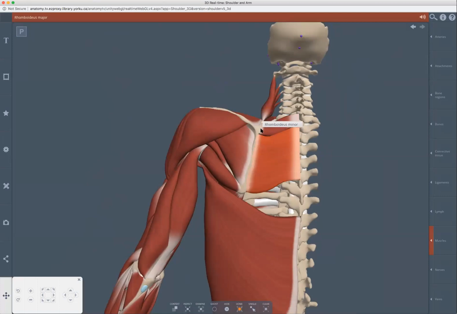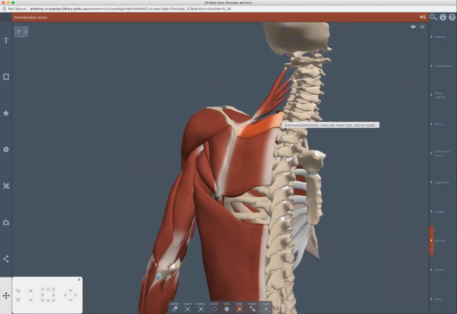So you'll notice both are inserting on the medial border of the scapula. Okay, so rhomboid major is inserting below the spine, so the more inferior aspect of the medial border. Rhomboid minor is inserting right at the level of the spine of the scapula. And your rhomboid minor is more superior, okay? So it's originating on the spinous processes of C7 and T1. And then rhomboid major would be T2 to T5.